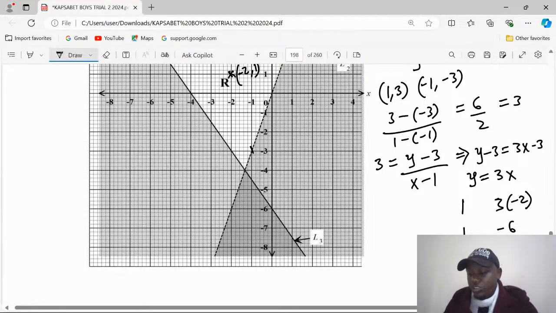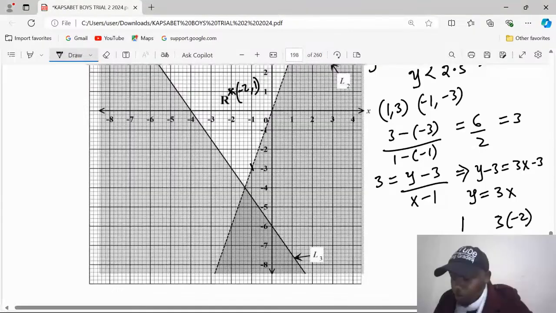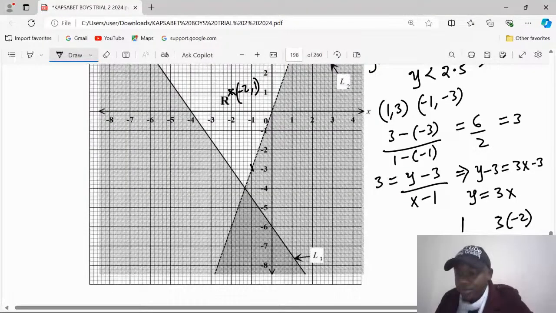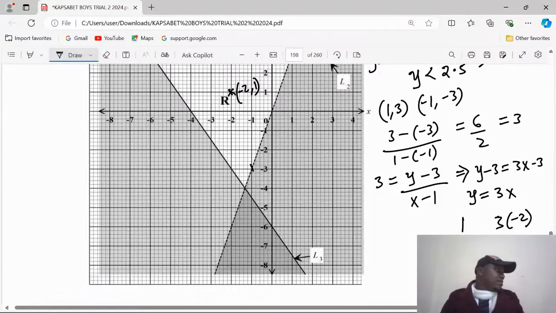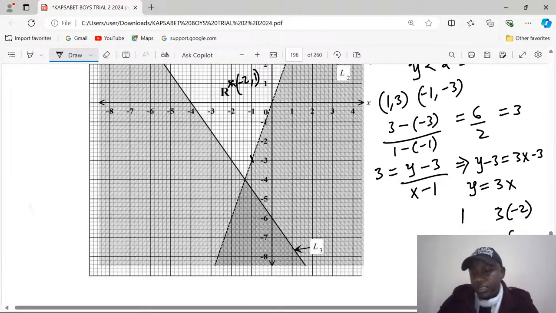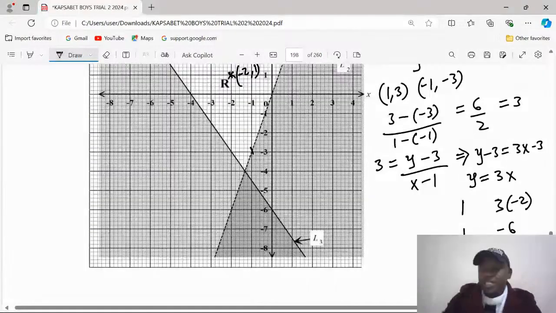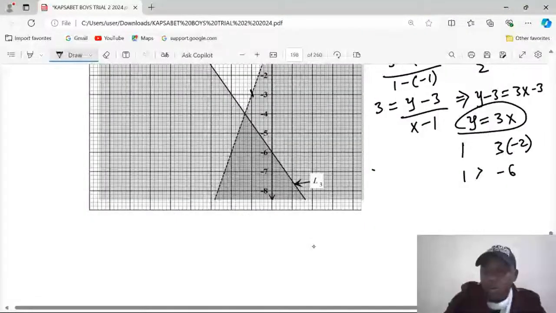Now, when we examine the relationship between 1 and -6, yeah. Okay, let's inspect between 1 and -6. 1 is greater than -6. And so we shall say y is greater than 3x.